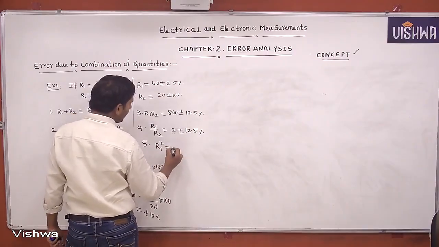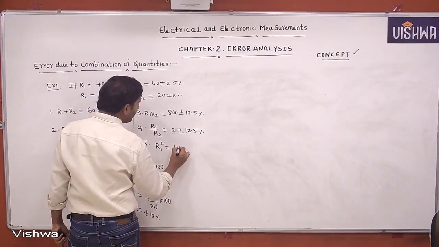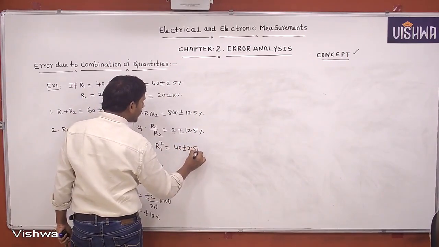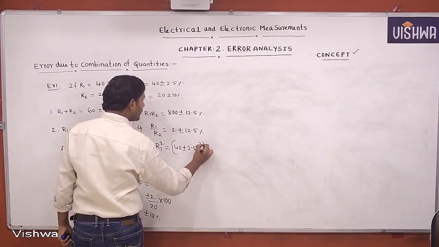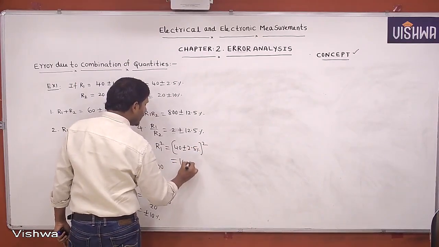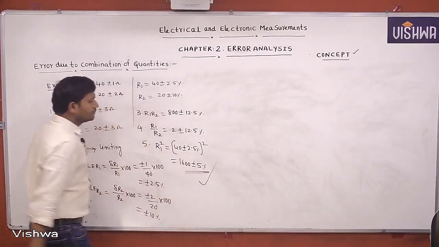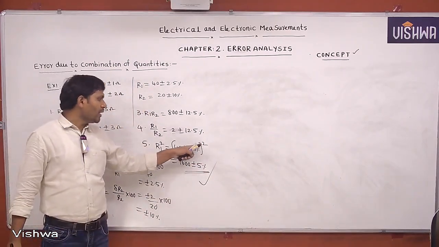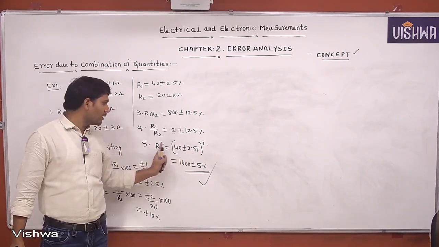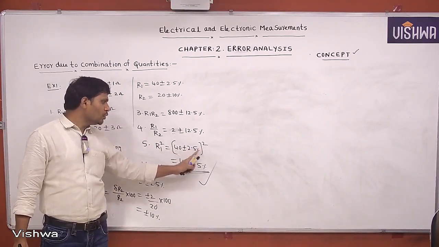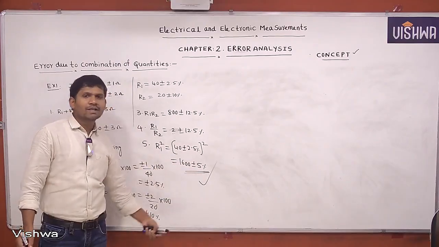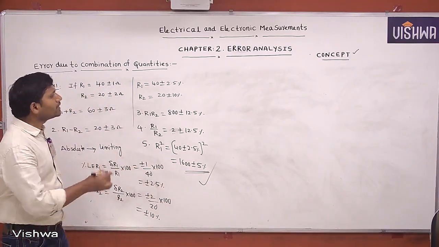R1 square means, what is R1? 40 plus or minus 2.5%, whole square. Then how much do you get? 1600 plus or minus 5%. This power becomes the multiplying factor for limiting error because it's a composite factor. 2 into 2.5 is how much? Plus or minus 5%. Like this we can solve.